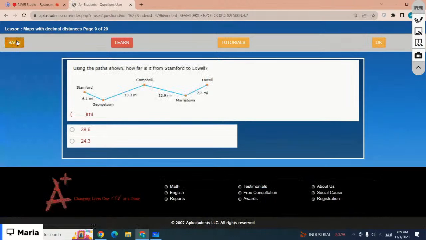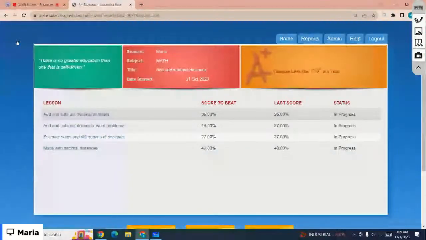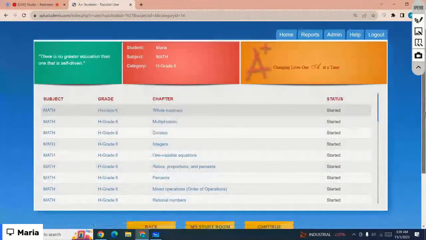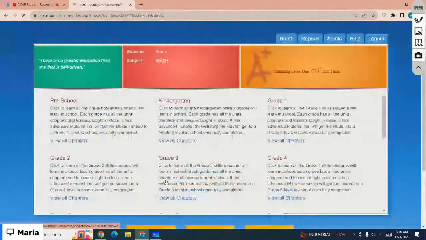So we were working on grade 6 math. The chapter we're working on is add and subtract decimals. And the lessons we have covered today are add and subtract decimal numbers, add and subtract decimals word problems, estimate sums and differences of decimals, and maps with decimal distances, right? So please make sure before the next session you complete all the practice questions for the lessons we did today. That is your homework until the next session, right?